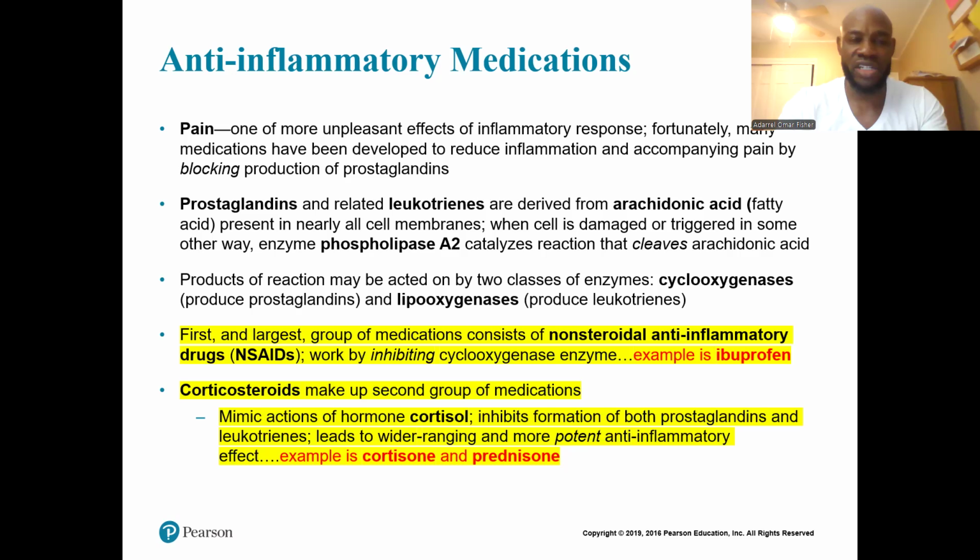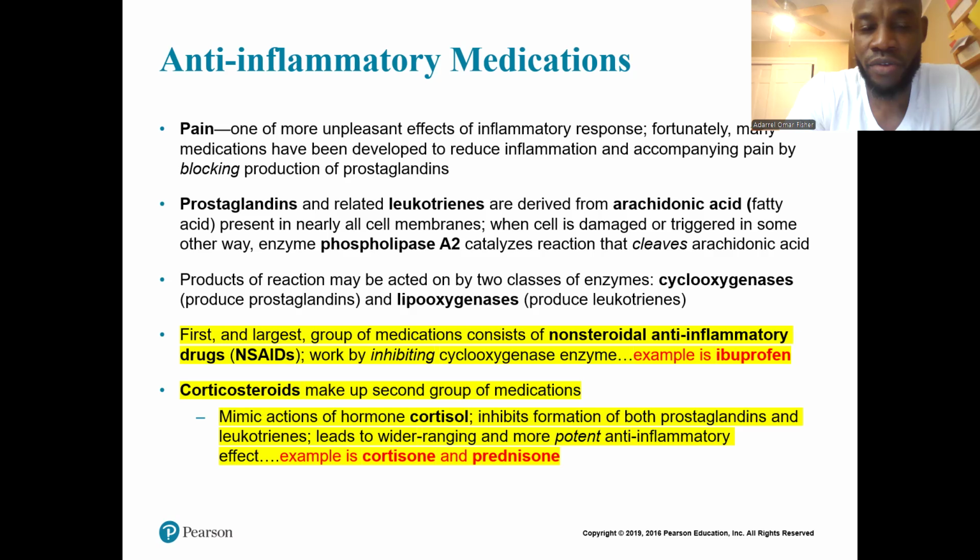Now, there are a lot of medications. All of these things are natural when we have an inflammatory response: redness, swelling, heat, pain. That's your body working to fix whatever is going wrong.